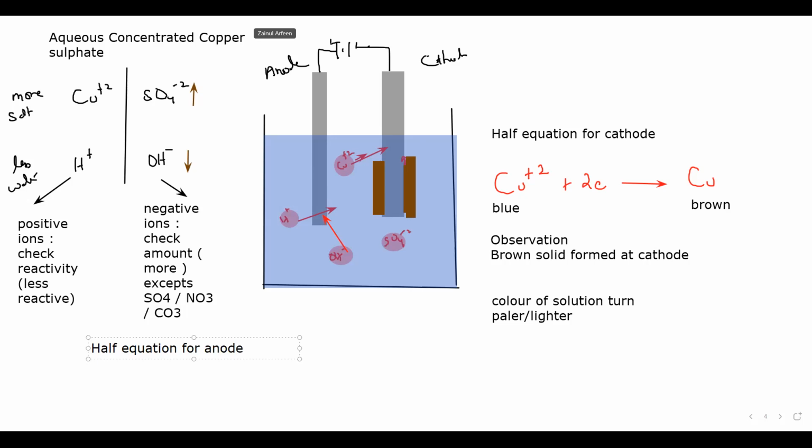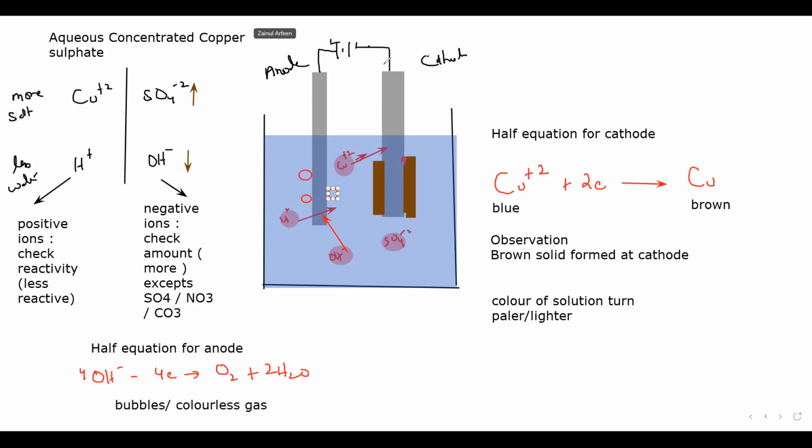So what is the half equation for anode? Because the sulfate never moves, the hydroxide ion will move there. When 4 hydroxide ions move there, they will produce oxygen and 2 water molecules. Whenever oxygen gas is there, we say colorless gas or bubbles. So bubbles or colorless gas is observed at anode.